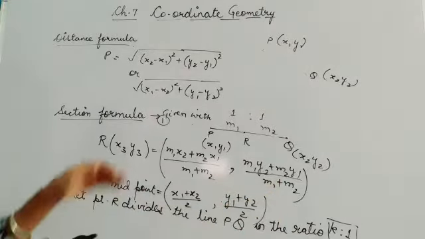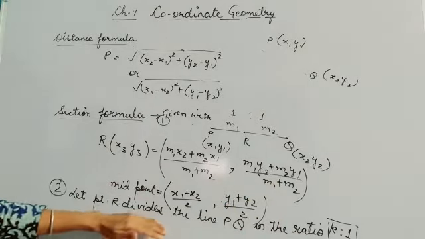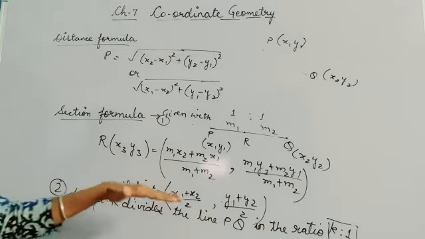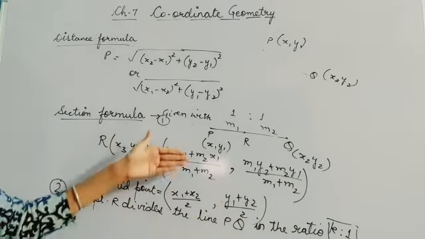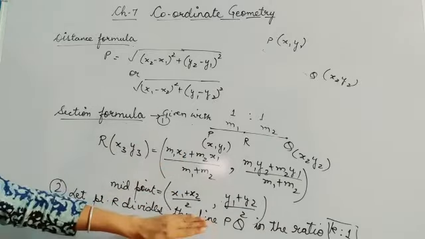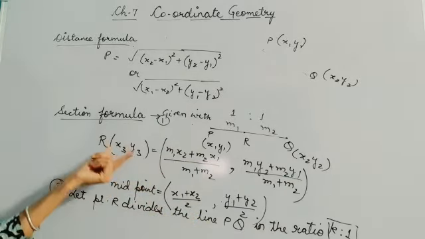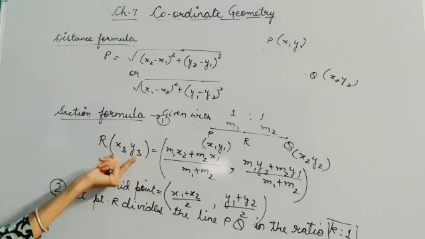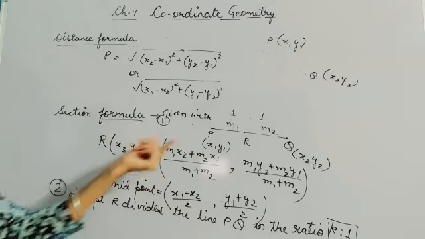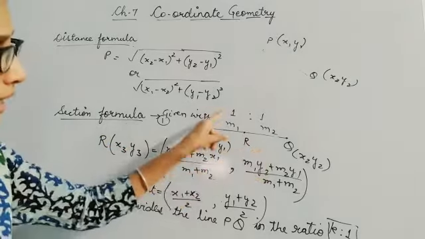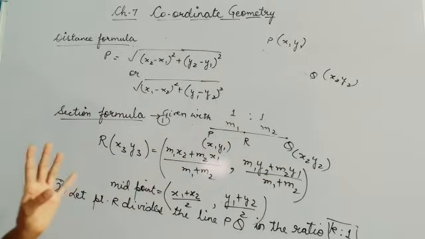Whenever you want to find out the ratio, after writing this line, you will be applying this formula only. So here in this case, in second type, you will be given with the values of coordinate of R, you will be given with P and Q, and then the ratio will be asked to you.